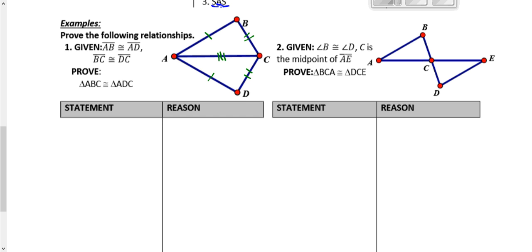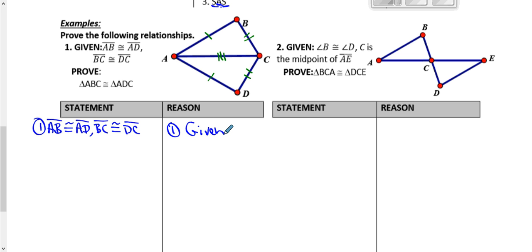The first statement is always the what? All right, so they gave us that AB is congruent to AD and BC to DC. BC congruent to DC. What's the reason for this statement? Given.